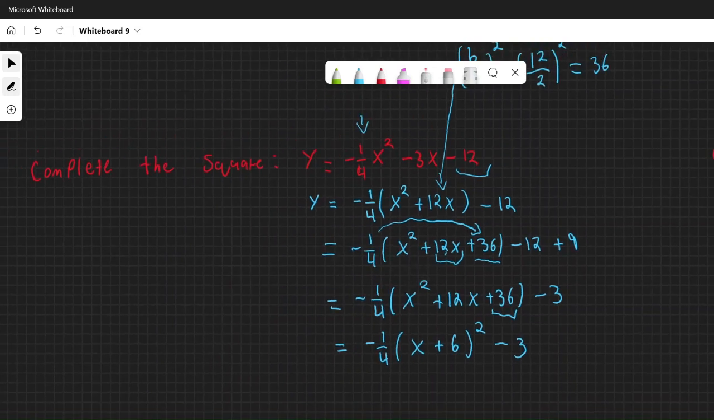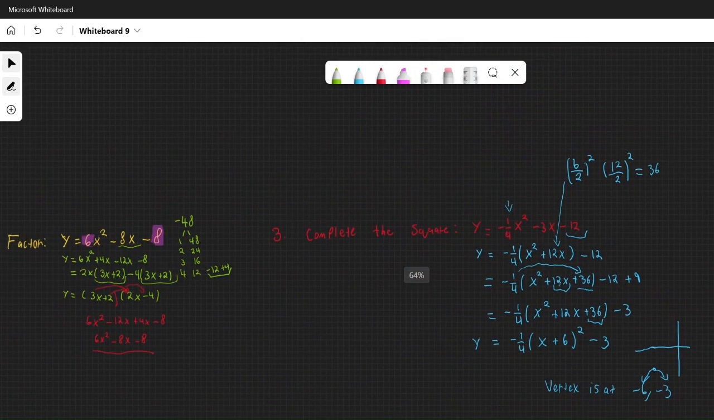So what this is saying is, this is our vertex form, and so basically our vertex is at negative 6, because x plus 6 equals 0, so x would be negative 6, comma, negative 3. So if we were to just sketch this, our vertex would be here. Oh, and it's negative, so it would actually open downwards. But yeah, we were just finding the vertex in these examples.